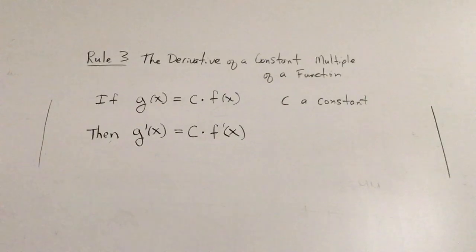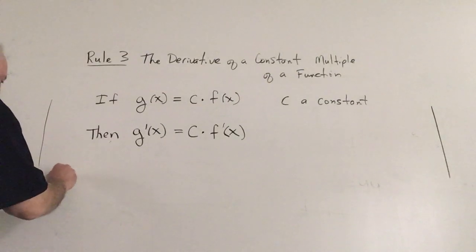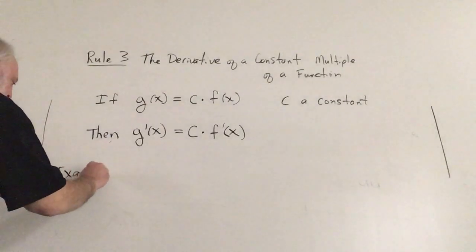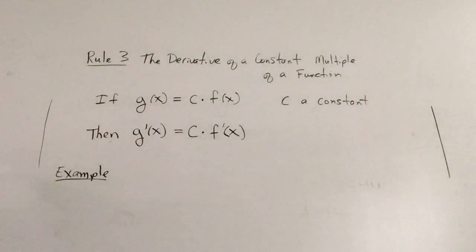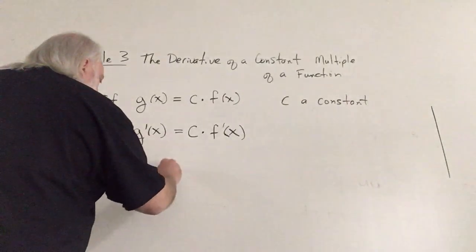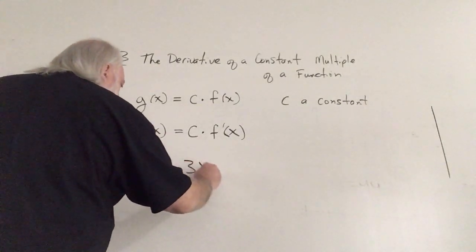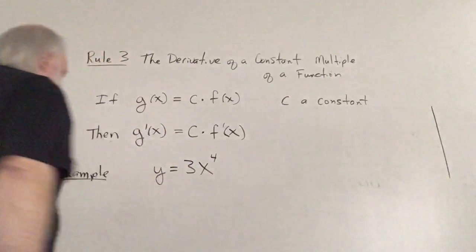Okay? So in our first example, in example 1 in your packet, we have y is equal to 3 times x to the 4th.